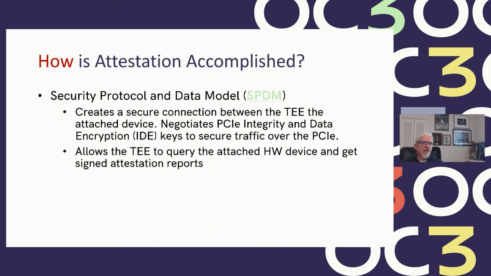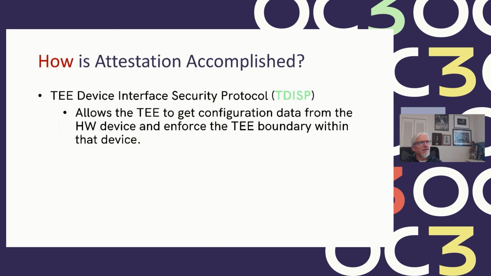Well, the how is the easiest question to answer, so we'll start there. Attestation is accomplished by using the Security Protocol and Data Model, SPDM. This basically creates a secure connection between the T and the attached device. It negotiates some data encryption keys so that it can secure traffic over the PCIe bus. This allows the T to query the attached hardware device and get signed attestation reports. So these are things that are being built into processors today and are going to be utilized in the near future, and they give us the ability to do attestation.